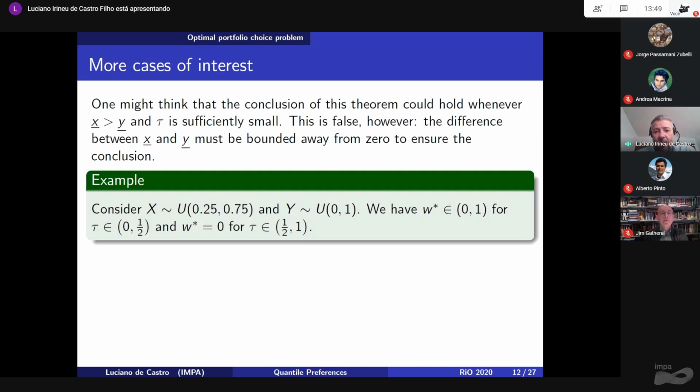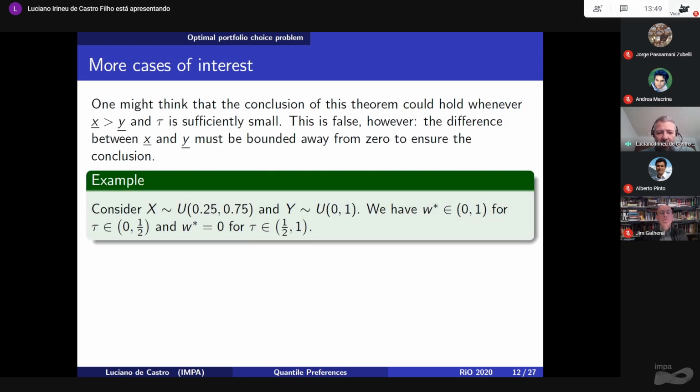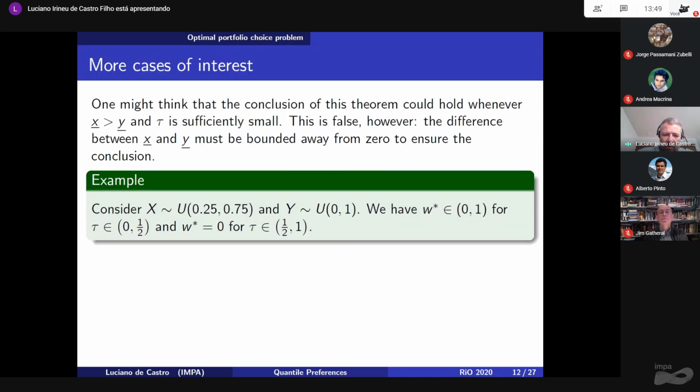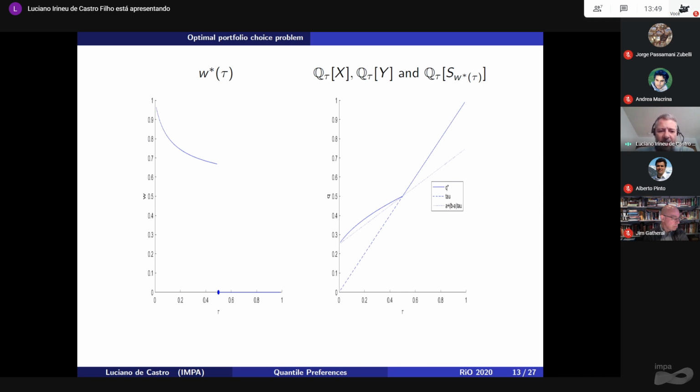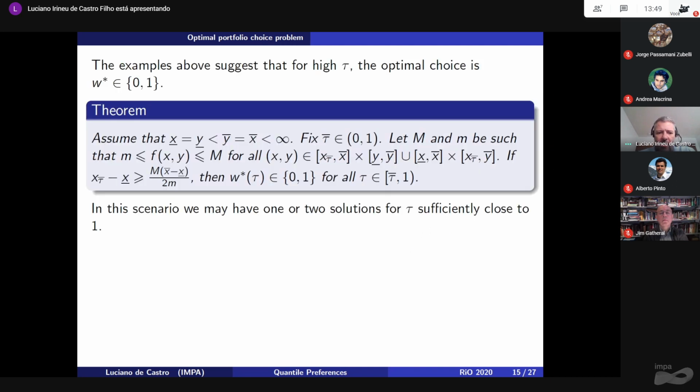But this is not the case if you don't have this bound. So you can have an example here where, even though the variables do not begin at the same level, so they have different lower ends, you think that maybe for low tau this would be safer, but actually these low tau guys diversify. So this is what this picture is showing. Well, and then we have other cases. I'm going to skip this.